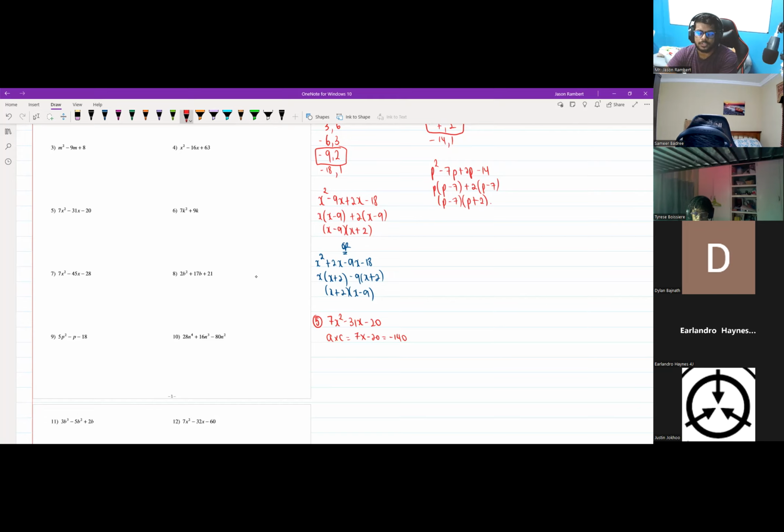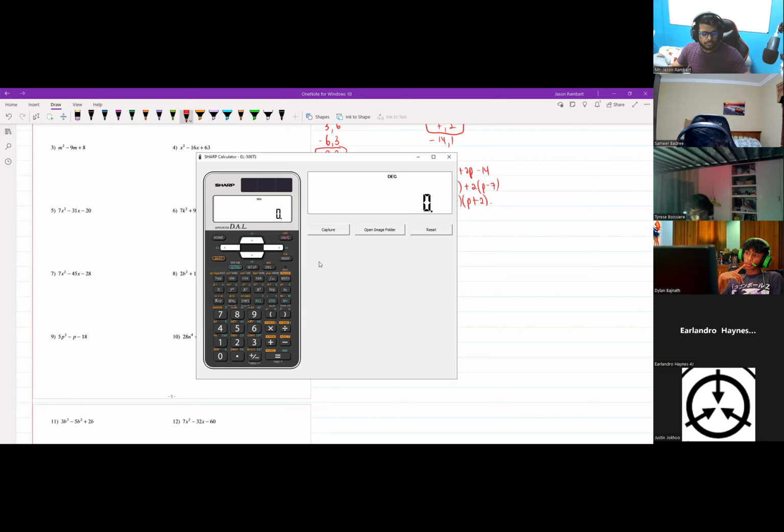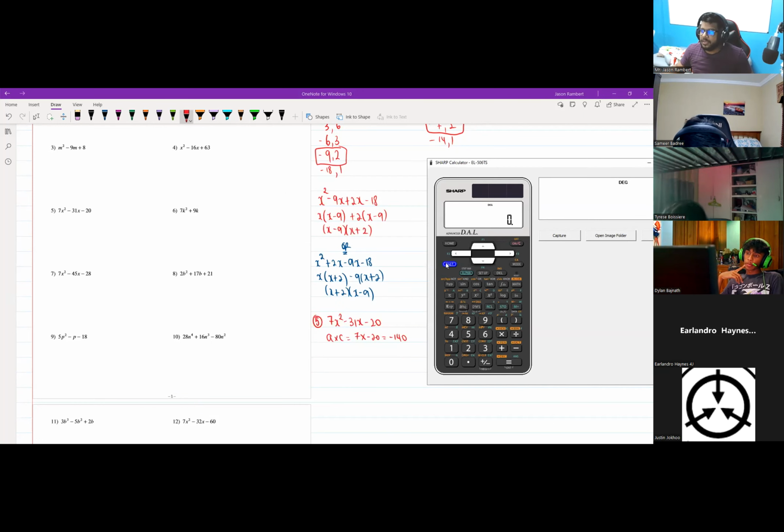My job now, I want to try and make my life easy and not write down all of them. I'm just looking for the pair that will add to give me negative 31. So if you want, very, very easy, you can just go into your calculator and you can check, right? I know for sure that 1 and negative 140 are not going to be the one.